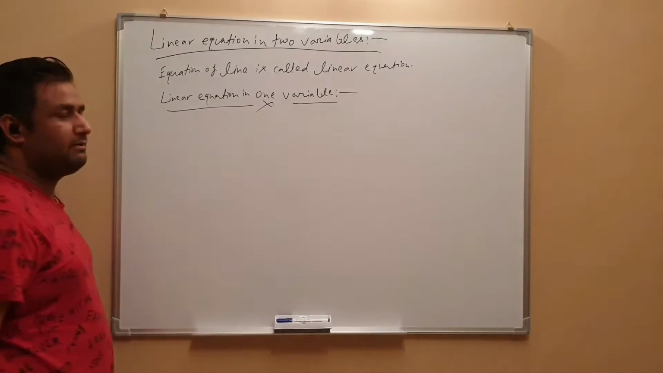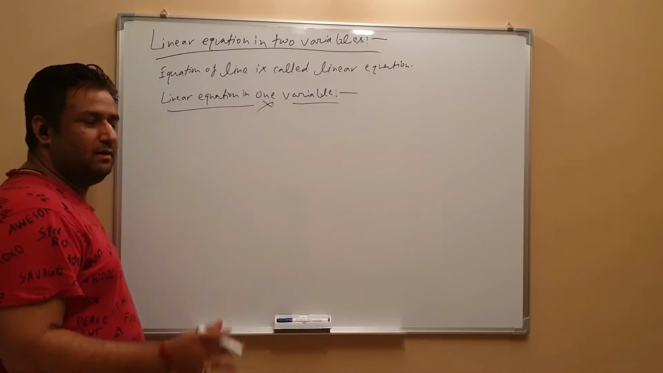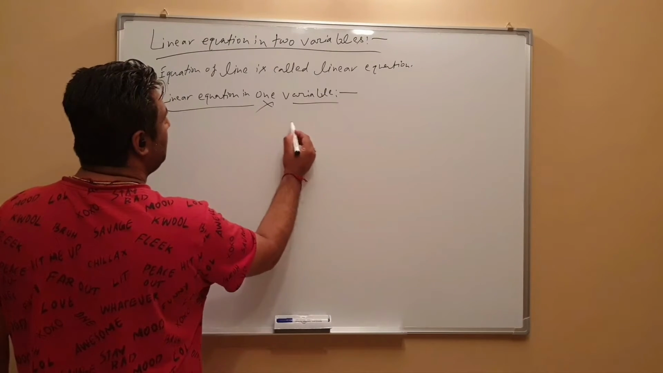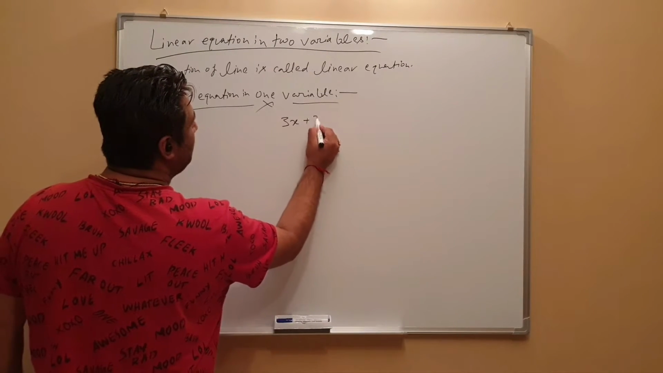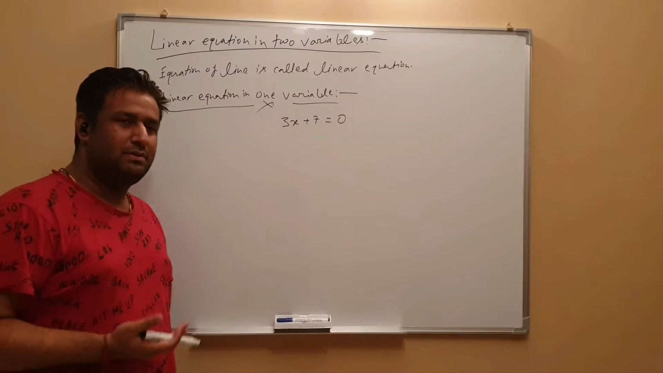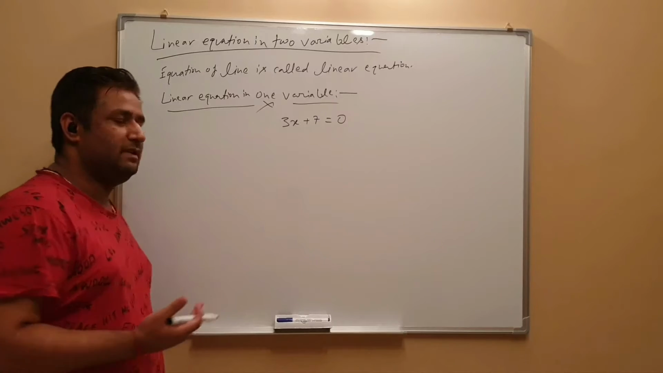So when we talk about linear equation in one variable, that means it will have only a single variable. So let's take, for example, 3x plus 7 is equal to 0. Now this is a simple example of linear equation in one variable.